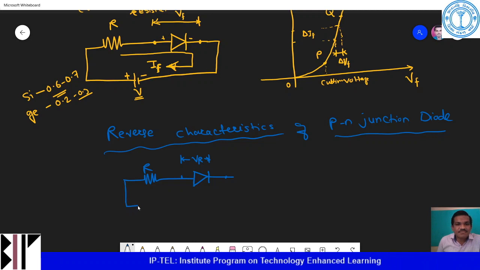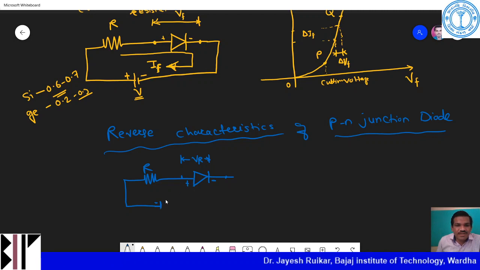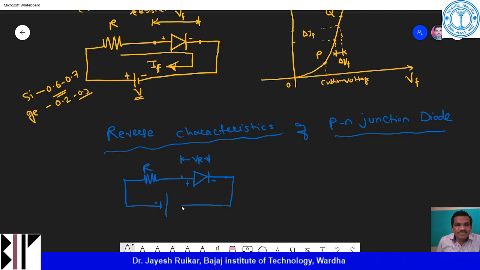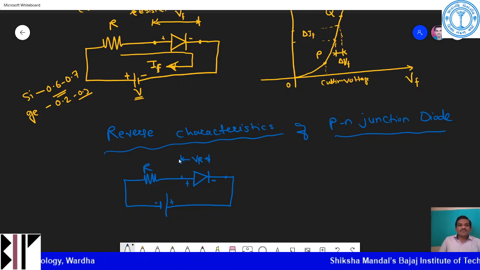And then I look at the battery terminal, so I will make this negative. This is my P side, the positive side, and this is the negative side. The positive side is connected to the negative terminal of the battery, and the negative side of the diode is connected to the positive terminal of the battery. So this is the reverse biasing. Then we can draw the reverse characteristics of the PN junction diode.